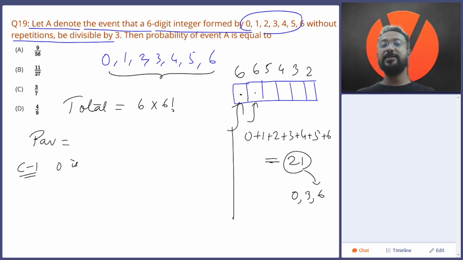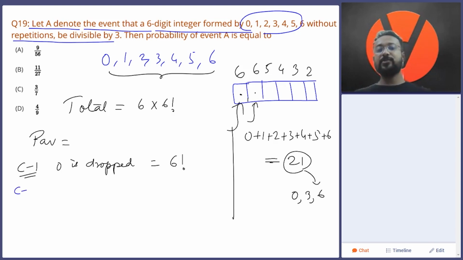So case 1, when 0 is dropped. If I drop 0, I have 6 numbers, 1, 2, 3, 4, 5, 6. So the number of integers will be, very simple, 6 factorial. Yes or no, guys? Clear? If you drop 0, you are left with only 1 to 6. So very simple, 6 boxes, 6 digits.